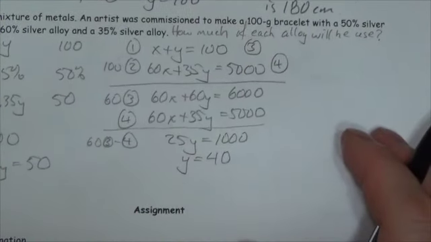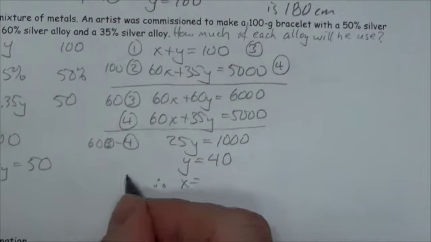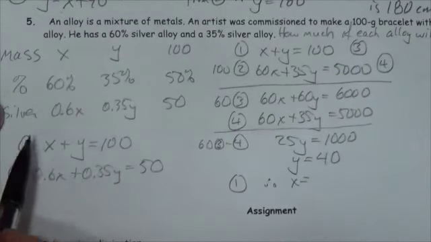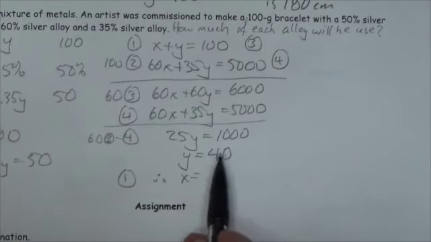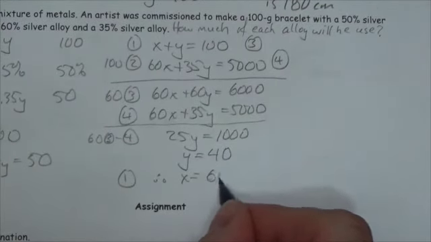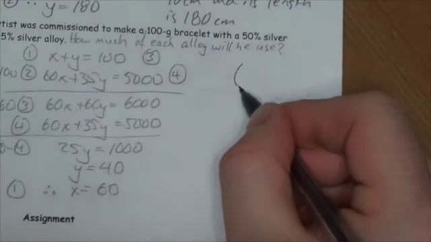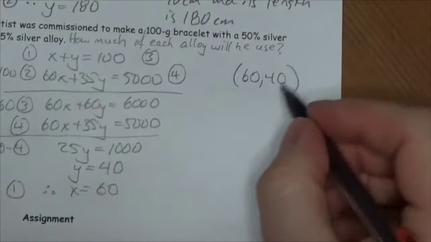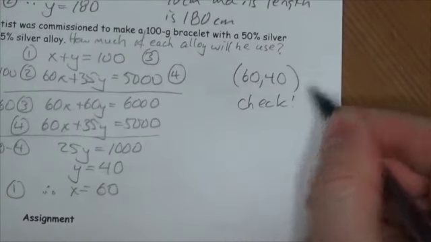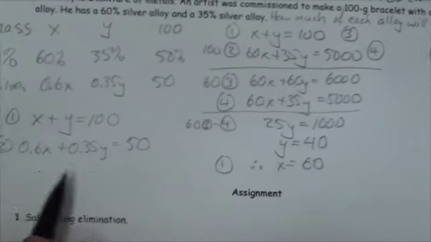So once I've got that, and I'm getting this from equation 1 now, I know that the sum of those two has to equal 100, which means if I had 40 grams of the one alloy, I need 60 grams of the other. So the point that I'm looking at here is the point 60, 40. But I've got to check that. I got that result from the first equation, so I'm going to check this in the second equation, right here.